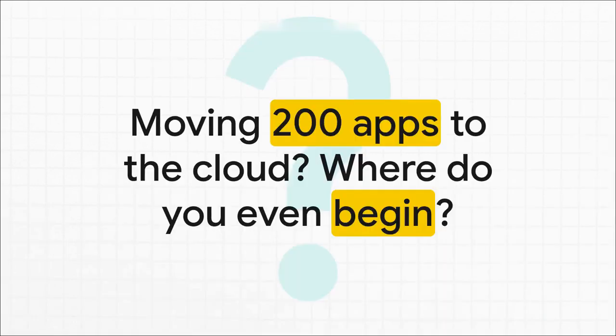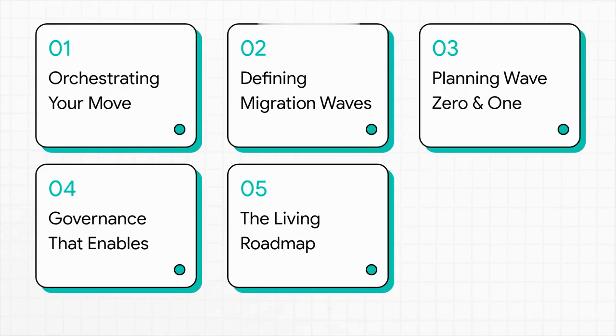So picture this. You're staring at a portfolio with, say, 200 applications. The business is clear. They want them in the cloud, and the pressure is definitely on you. And the big question, the one that always comes up, is: where do you even begin? It can feel, well, totally overwhelming, almost impossible. So how do we tackle a beast like that?